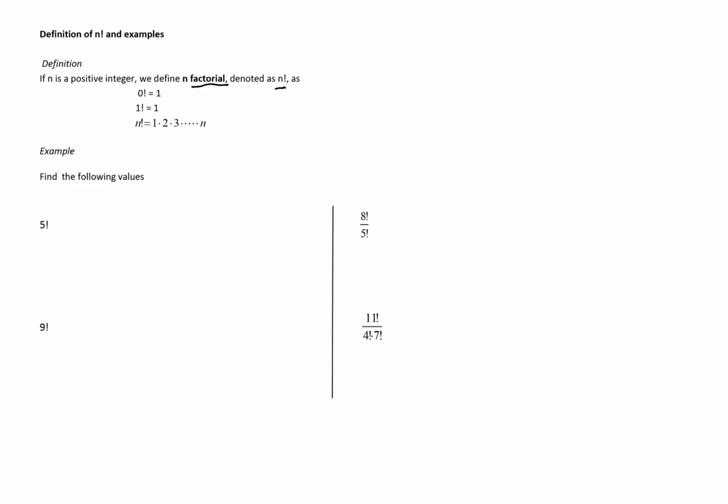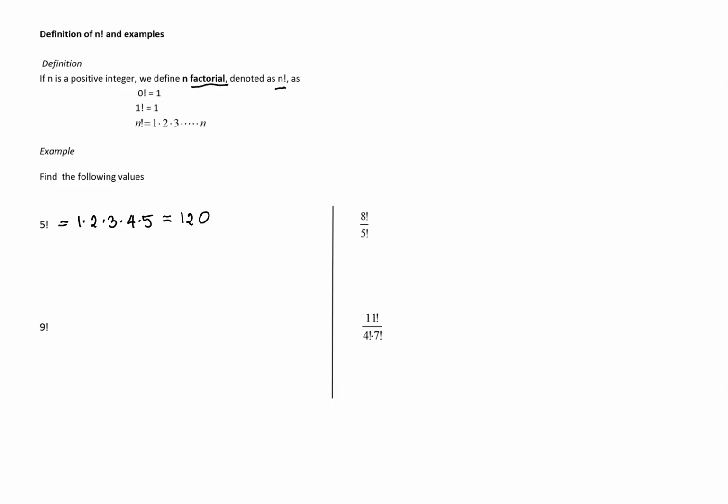5 factorial is going to be 1 times 2 times 3 times 4 times 5. We multiply the first positive integers starting with 1. Notice that these are consecutive integers. And this product, when computed, amounts to 120.